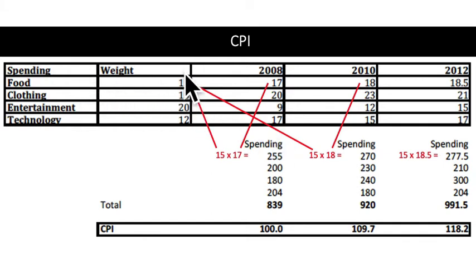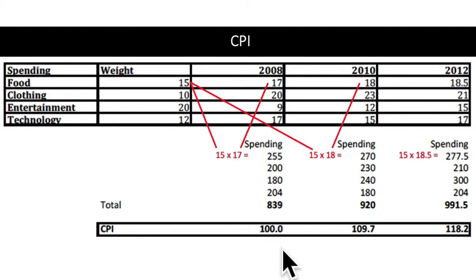So food, 15 times 17, clothing, 10 times 20 gives us this 200, 10 times 23 will give us this 230, etc. And so if you do that for all four categories for all 3 years, you're going to get the values of 839, 920, and 991.5. And so this is what is being spent in every year: 2008, 2010, and 2012.